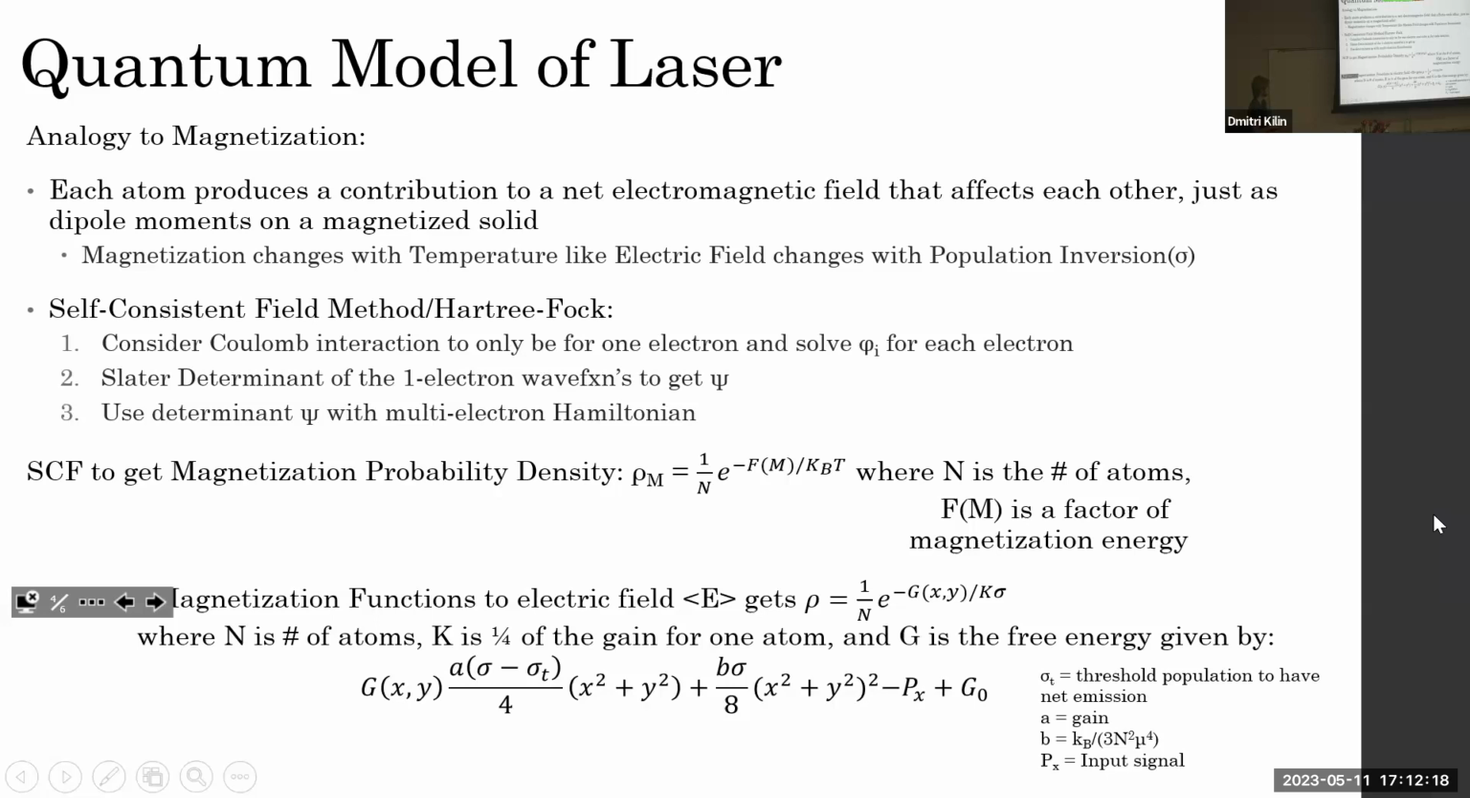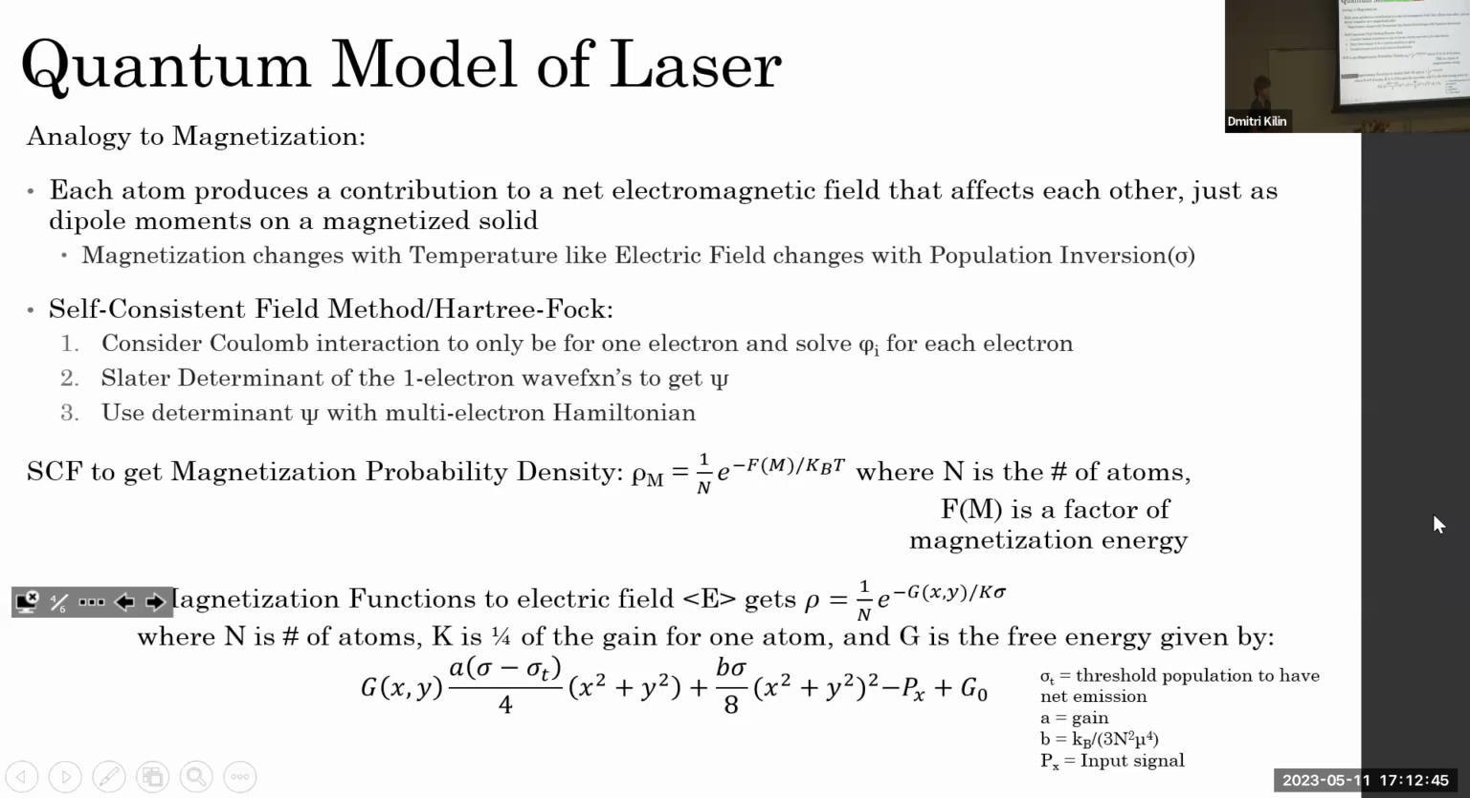So we can model electric field in the same way as magnetization. So we use the self-consistent field method, or I think it's also called Hartree-Fock, which is where we just take each individual particle, calculate a one electron wave function for just that one particle, imagining it's not interacting with anything else. And then we do a Slater determinant of all these wave functions to get one total wave function, which is based on all these one electron systems.